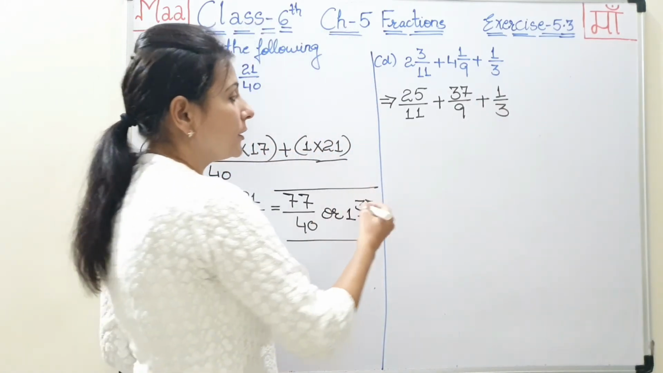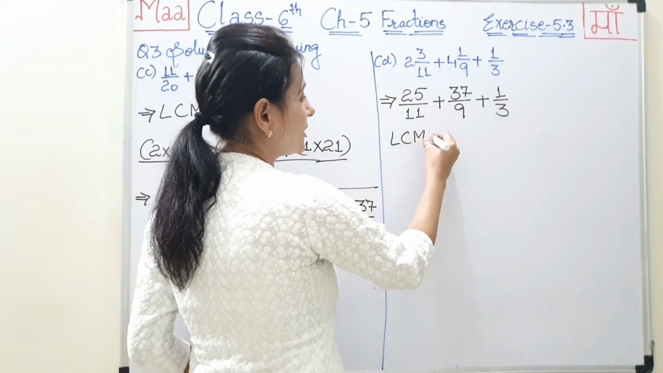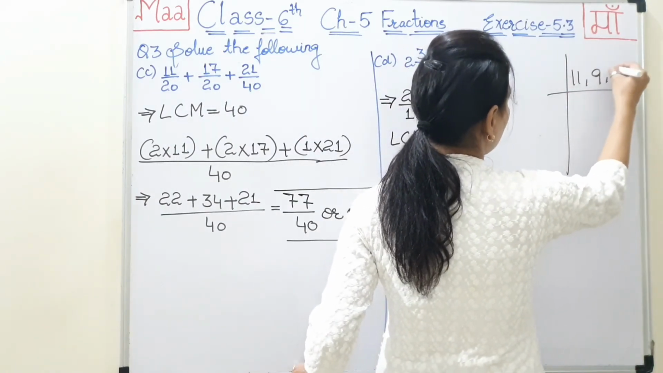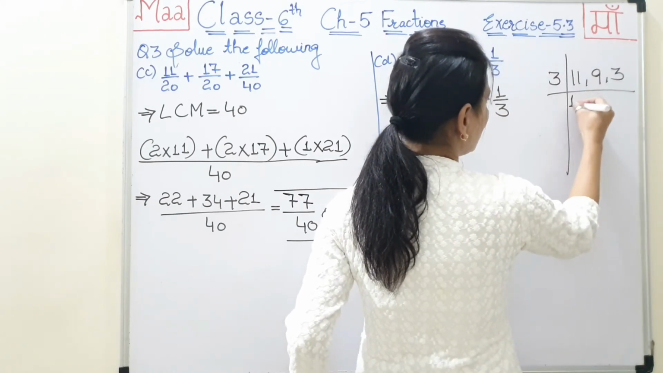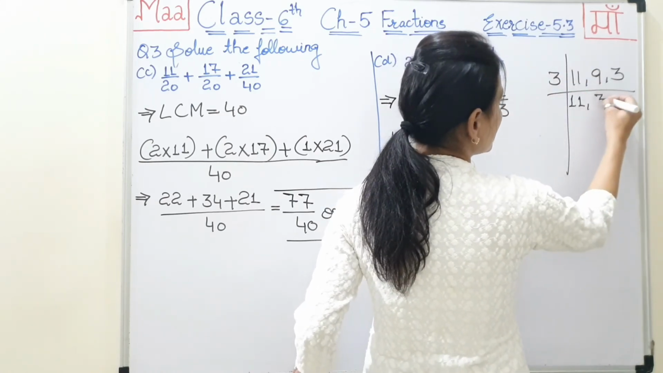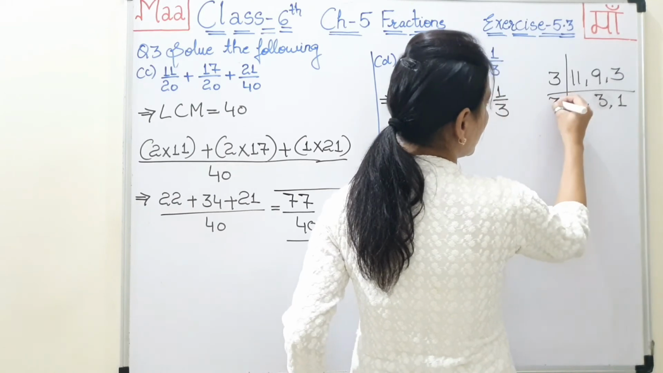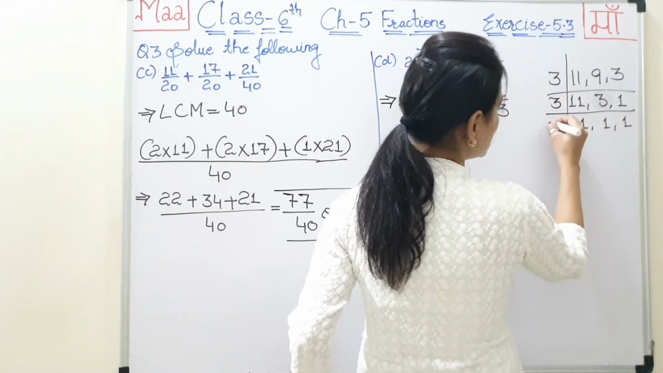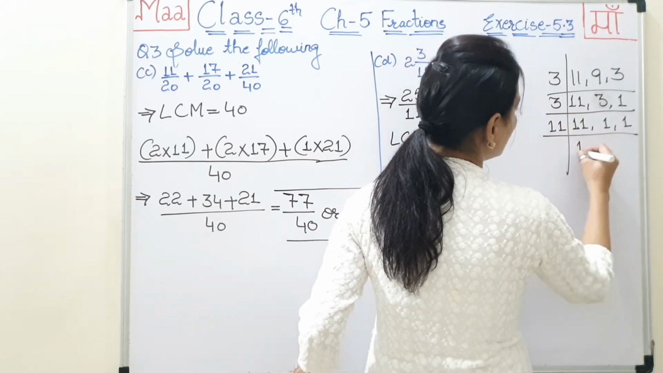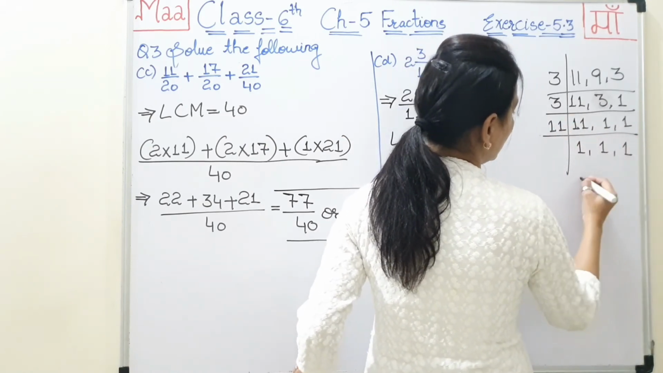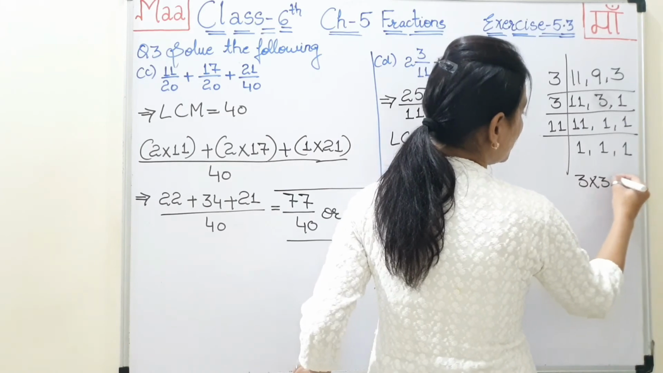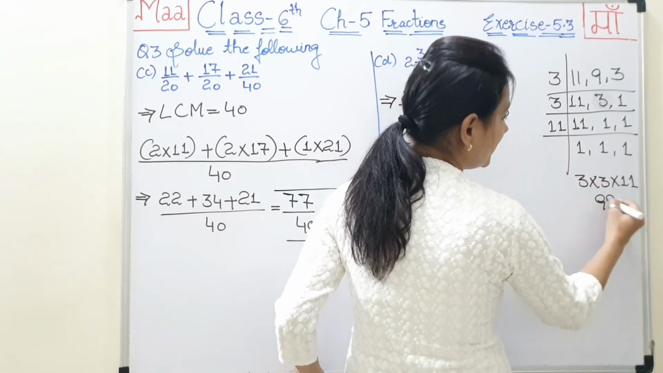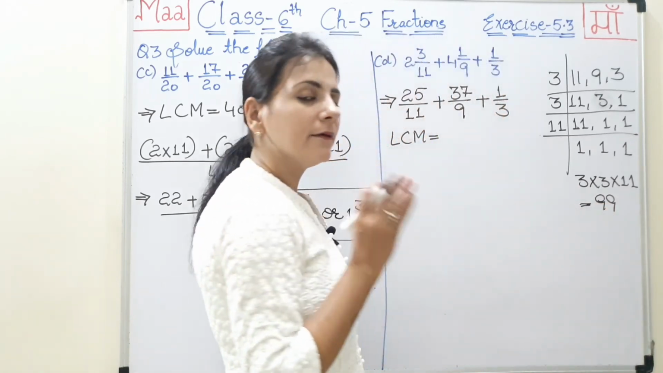Okay, so now denominators are different, so we will take the LCM of denominator. So it will be 11, 9 and 3. By the table of 3, 11 will come as it is. 3 3s is 9 and 3 1s are 3. Again by the table of 3, 11 as it is, 3 1s are 3, 1 as it is. Now by the table of 11, so 1 1 1. So 3 into 3 into 11. So 3 3s are 9 and 11 9s is 99. So our LCM will be 99.